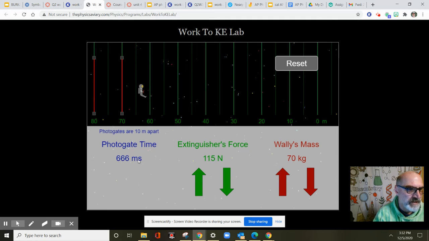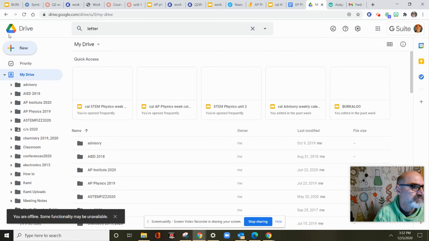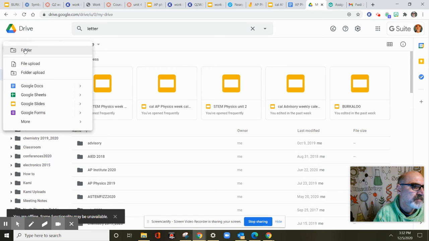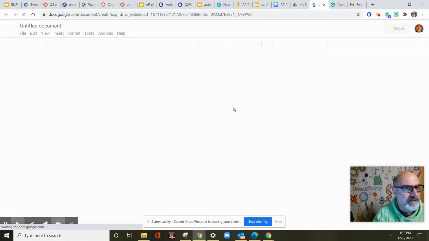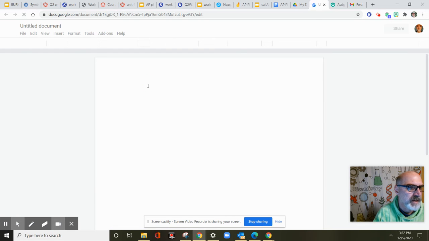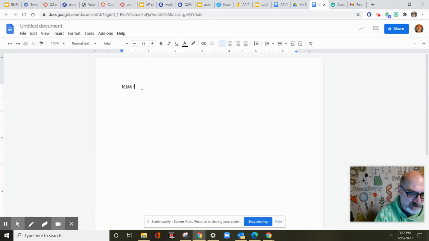So what's the information I have here? Well, I have a mass of 70. Actually, I'm not going to do this on the CAMI document because then it's going to mess it up for everybody. I'll have to erase it. Anyways, I've got a mass. Let's write down what I have. Mass equals 70 kilograms. Force equals 115 newtons.